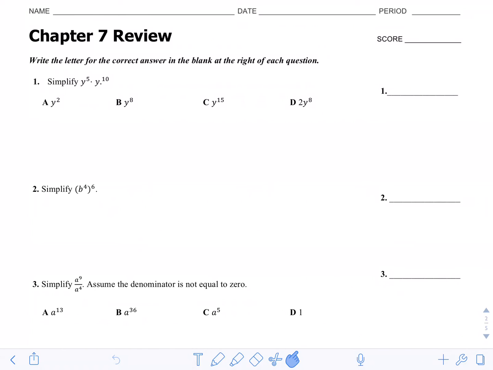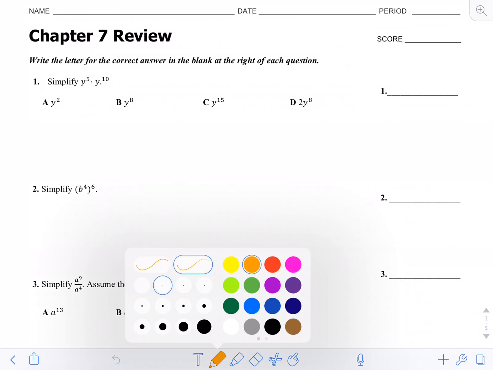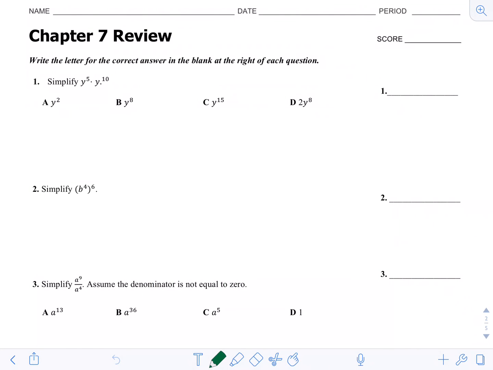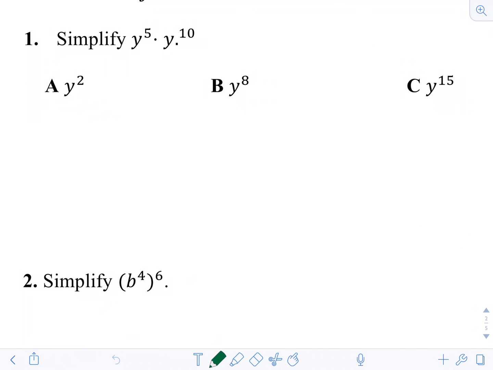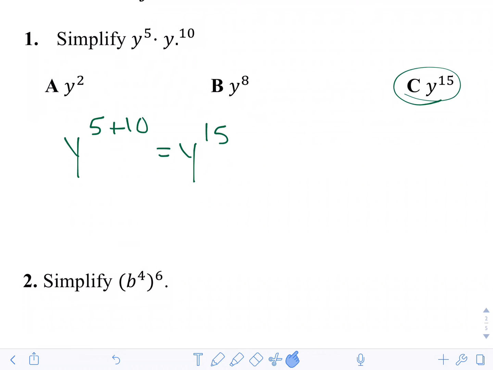Alright, this is your chapter 7 review. So here we go. On number 1, it says simplify y to the 5th power times y to the 10th power. Whenever you multiply, you add your exponents. So this is just y, 5 plus 10. 5 plus 10 gives you 15, so this is y to the 15th power, and that is C.